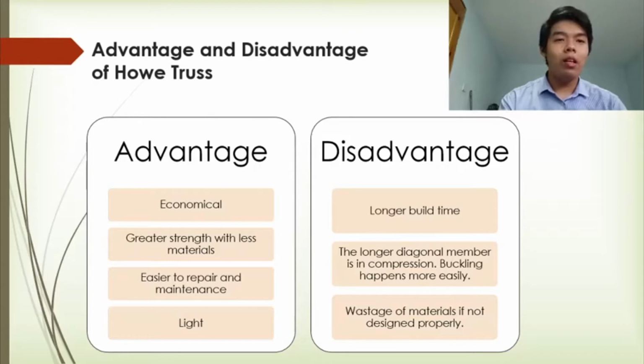Can we imagine what will happen if we try to apply force on a longer and a shorter chopstick? For sure, the longer chopstick will break more easily. We can say that buckling happens more easily at the longer diagonal members.